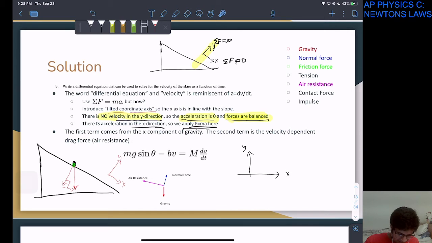So we take the sine to get this here. So we get mg sine theta minus bv. This comes from the fact that our drag force is opposite. Like over here, our air resistance is opposite. So basically, it's this component of gravity minus the air resistance is equal to our acceleration, m times dv dt.